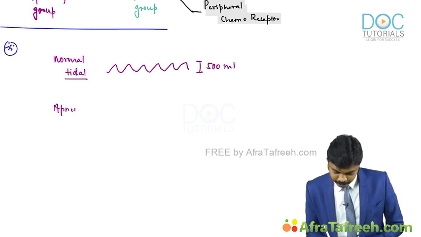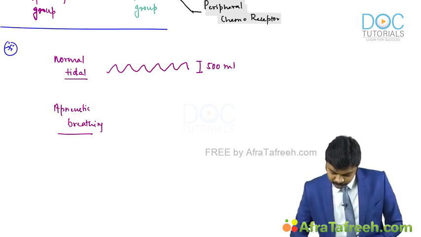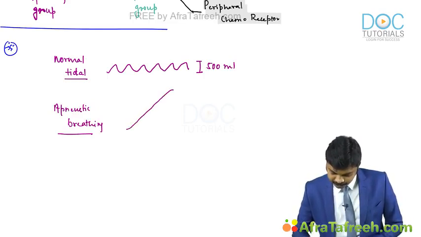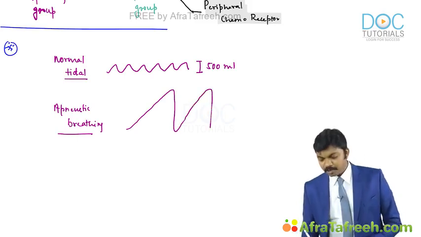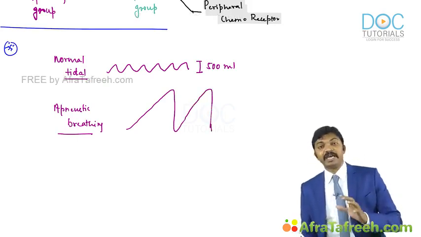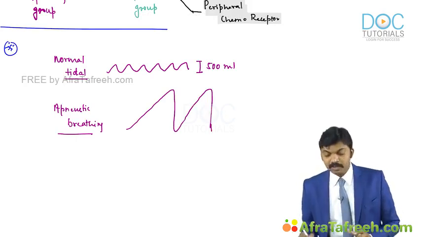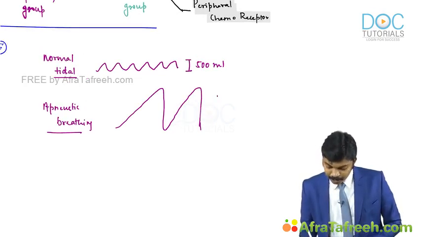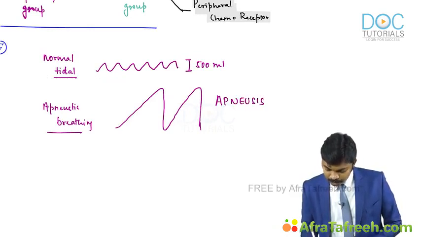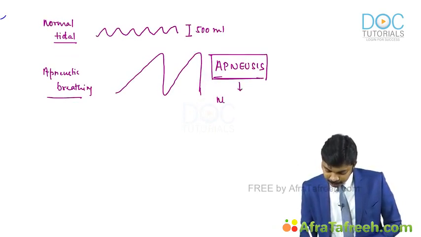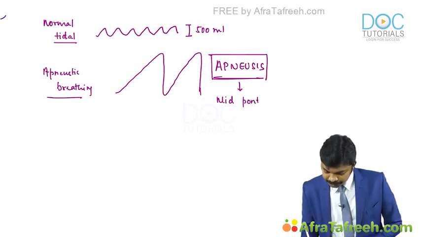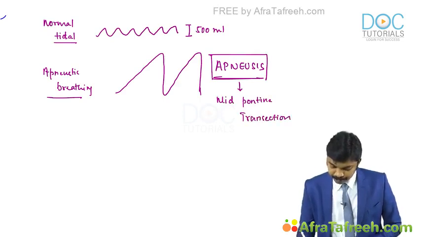When it comes to apneustic breathing, the subject will have a heavy and prolonged inspiratory ramp followed by expiration. Again a heavy prolonged inspiratory ramp followed by expiration. So much will be the magnitude of air entry into the lungs, doctors. So, this is what is getting manifested in mid-pontine transection. Apneusis is seen in mid-pontine transection. Point number 1.